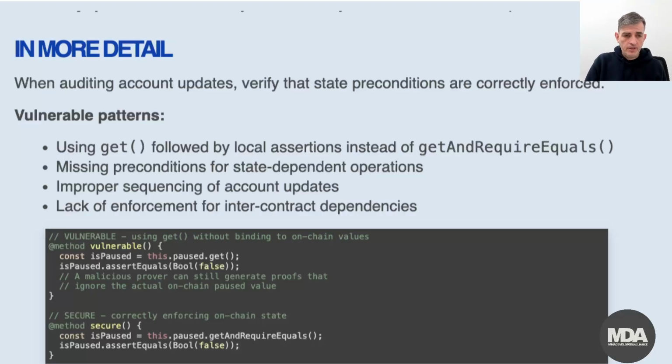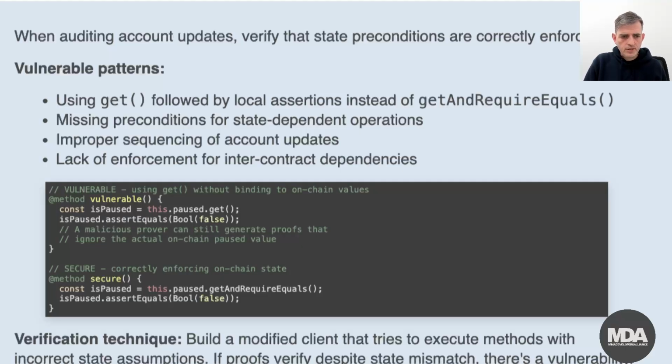So here's an example piece of code where we've got at the top the vulnerable pattern. We're doing a get, but just the get. The correct way to do it is shown below, where we do a getAndRequireEquals.